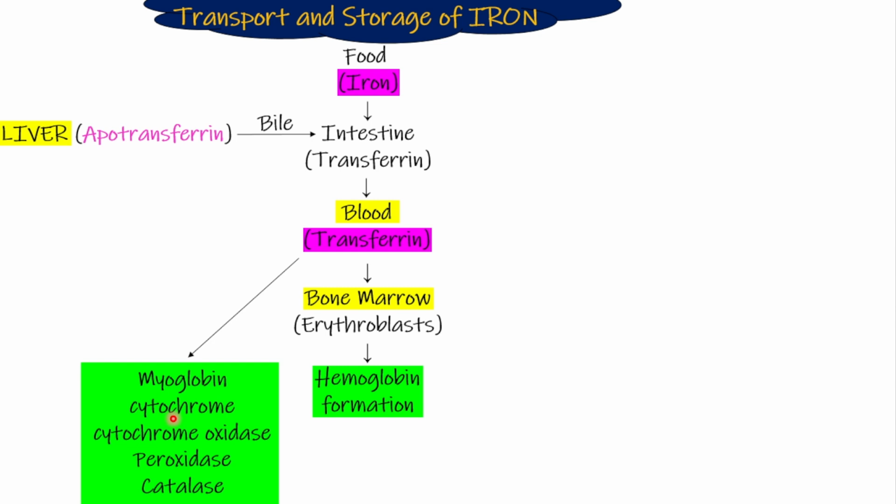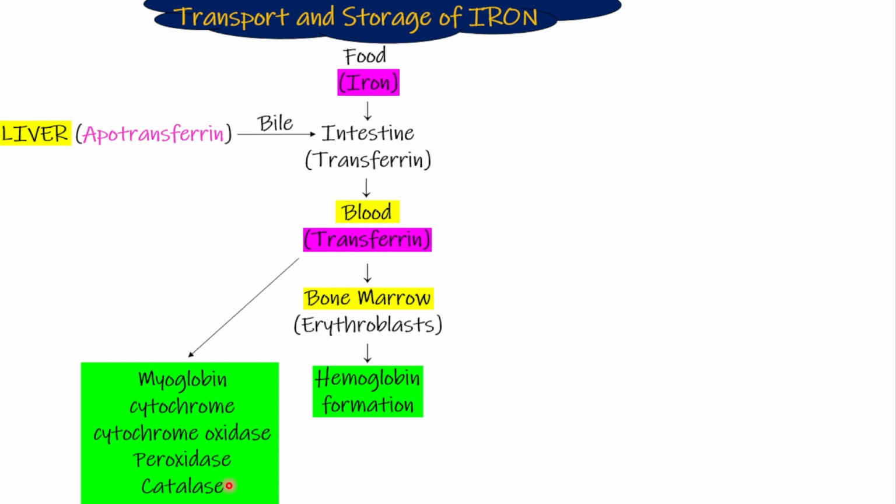Iron is also utilized to form cytochrome and cytochrome oxidase. Now, cytochrome and cytochrome oxidase are involved in the electron transport chain, which we have read about in the mitochondria, in the chemiosmotic mechanism of ATP production in mitochondria.